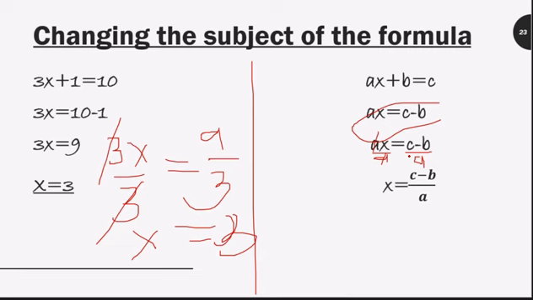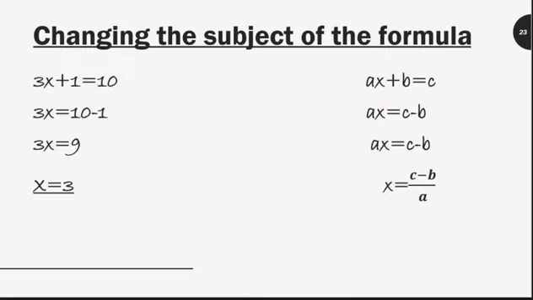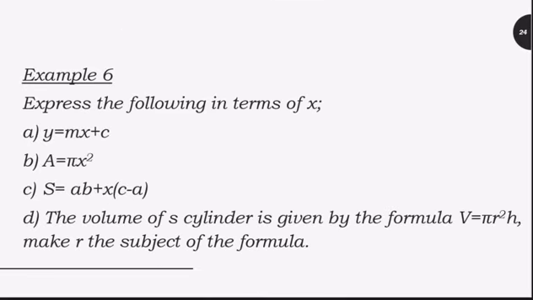Now let's do a few examples on this. Express the following in terms of x. In short, when you see something like this, they're telling you to make x the subject of the formula in the following expressions. Y is equal to mx plus c. This is the equation of a straight line. Then A is equal to pi x squared. You're talking about the area of a circle.